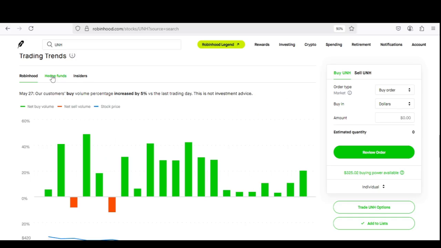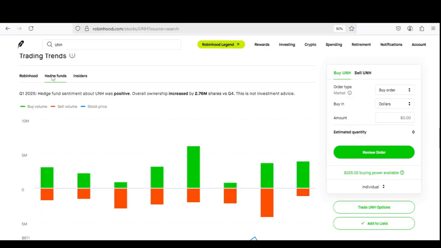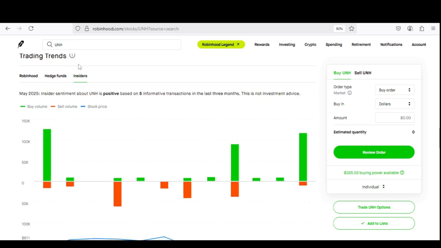Let's go over one more to what hedge funds are doing. Now, hedge funds are doing the absolute same thing. Look at all these buy. The green representative of buy and the red represents sell. So in Q1, there's an 80% buy from the hedge funds. Now, this one is my favorite. This one is going to be what the insiders of the company are doing. Now, as you can see here, the insiders are buying.